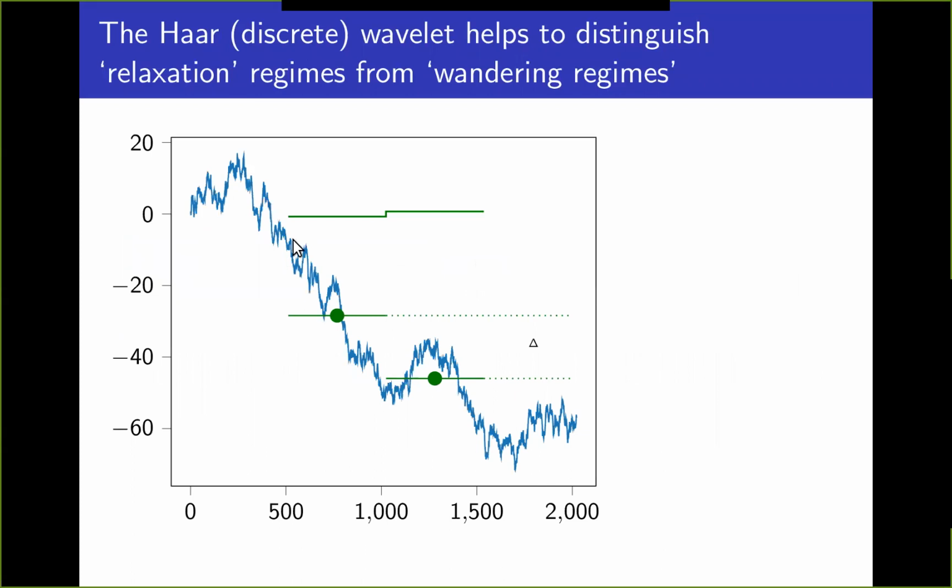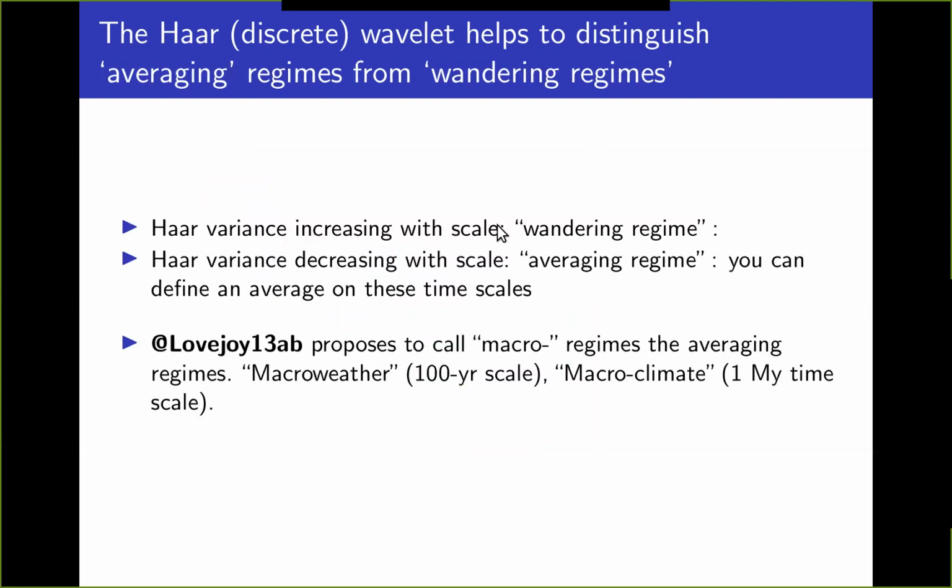In this case, I don't have, you see it, I don't have an averaging regime. I have something which is very non-stationary. It's a Wiener process. And in that case, you have the opposite. It happens that this difference delta will increase as you take longer and longer averages. And so it's a different regime. And this is called, in this case, let's call it the wandering regime. The Haar variance increases with scale when you're in the wandering regime.